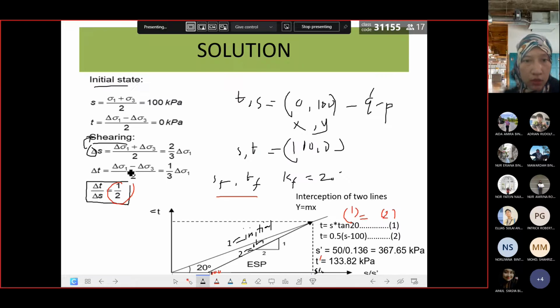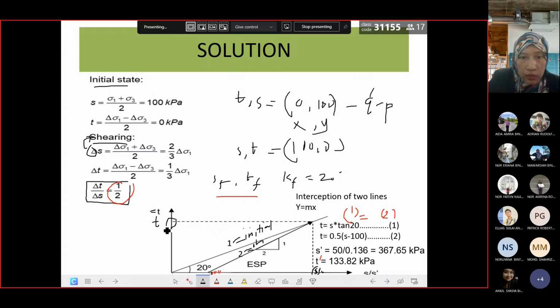Delta T, kalau you tengok sini, delta T is delta sigma 1 minus delta sigma 3 over 2, is 1/3 delta sigma 1. So, delta S is 2/3 daripada delta sigma 1. That in this part also, when you got the point, you boleh plot dalam T and S space. For this one, what we have from here is kita nak dapatkan what is the final S. Kita juga nak dapatkan what is the final T.